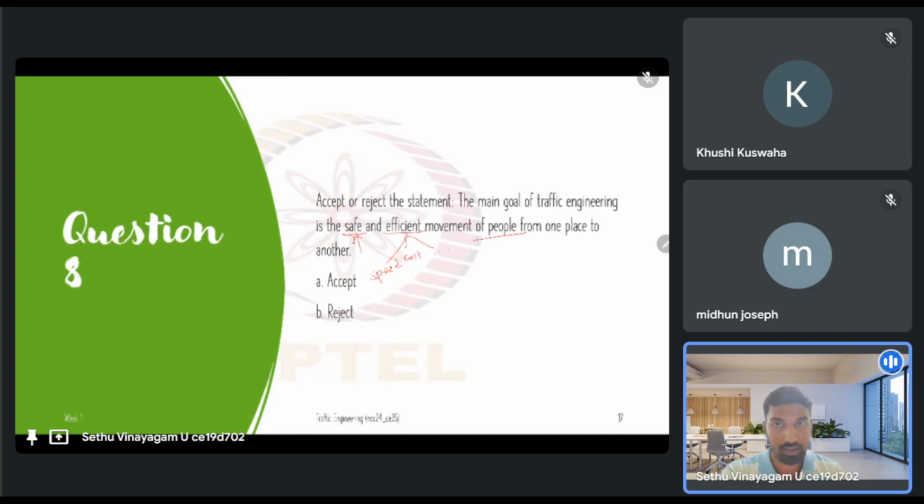If it said it is the safe and efficient movement of only people, then in that case it is wrong. Or if it says the movement of vehicles, then it is wrong. But here the goods are ignored, but that doesn't mean it is not there. So this statement is not contradicting or saying anything false. So therefore we accept this statement.